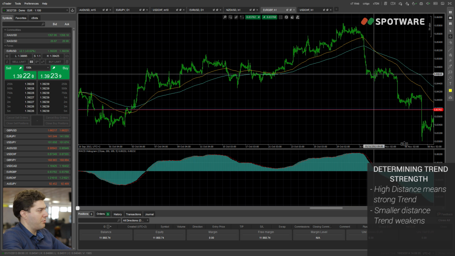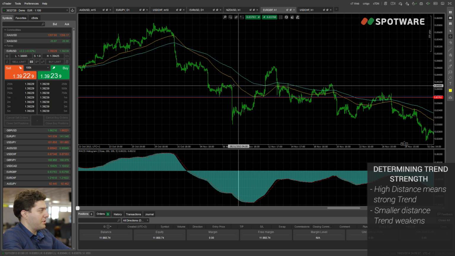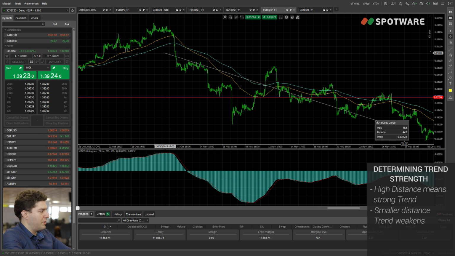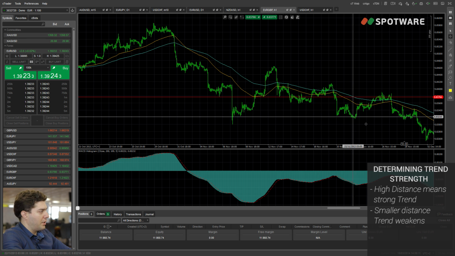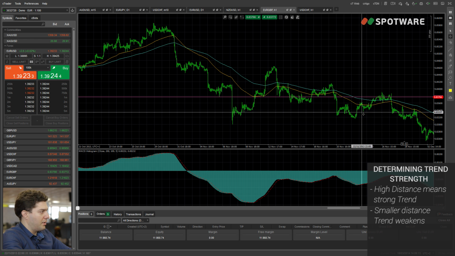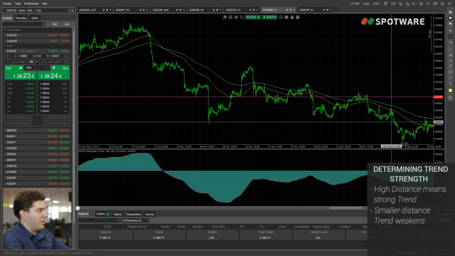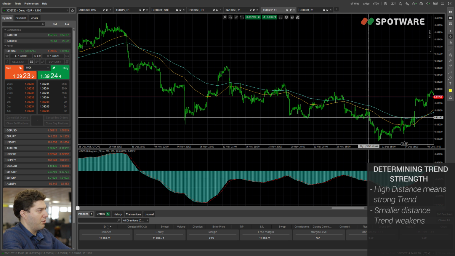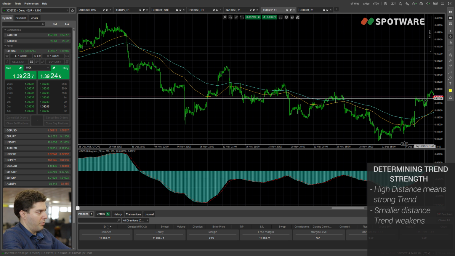Like in this spot, you see the trend is weakening. Here's a better representation of what I want to show you. Look at this downtrend. You see it's going strong, and at this point it's still going down, but it's a lot weaker. So you can understand that it's losing strength, and you can exit before you wait for the crossover or something else.